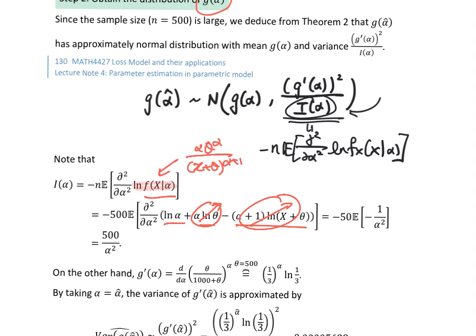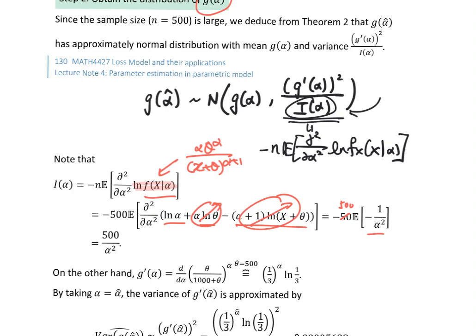Differentiating this twice, you get minus 1 over alpha squared. Because this has nothing to do with x, once you take the expected value it doesn't change the result. So this n should be 500. After you take the expected value, this is equal to 500 over alpha squared. Then you get the I alpha, which is your denominator.